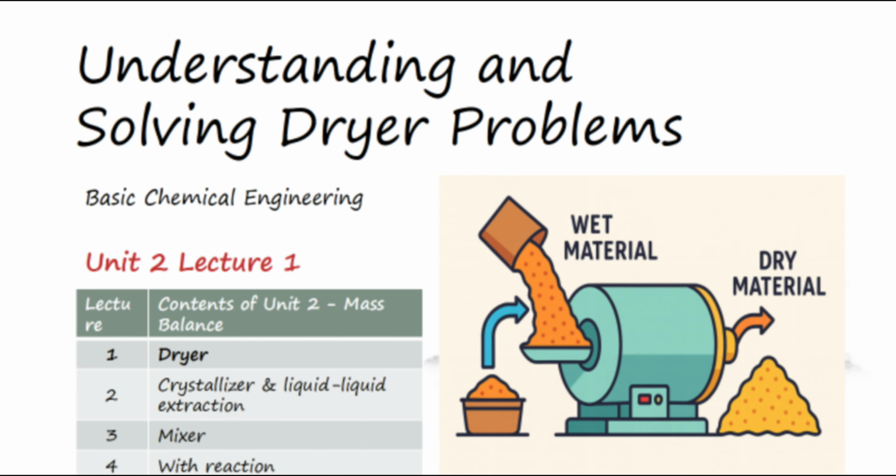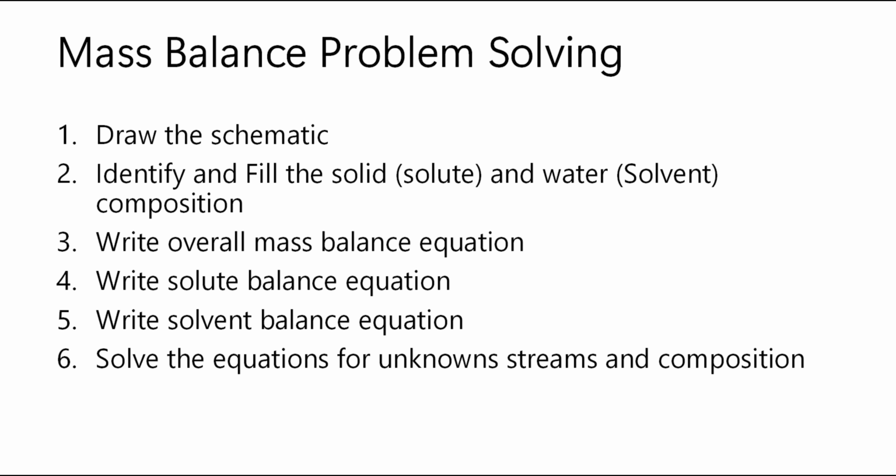Moving on to the second unit, we have mass balances: mass balance without chemical reaction and mass balance with chemical reaction. For mass balance without chemical reaction, we are seeing 4 systems: dryer, crystallizer, liquid extraction and mixer. And the next topic is mass balance with reactions.